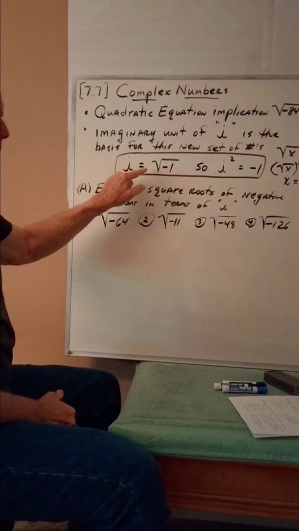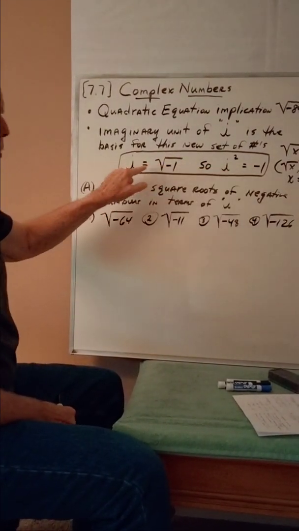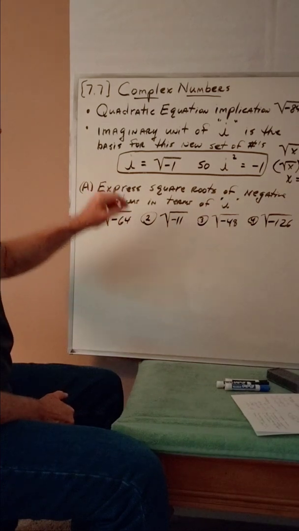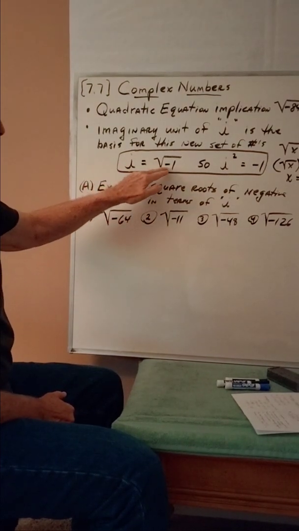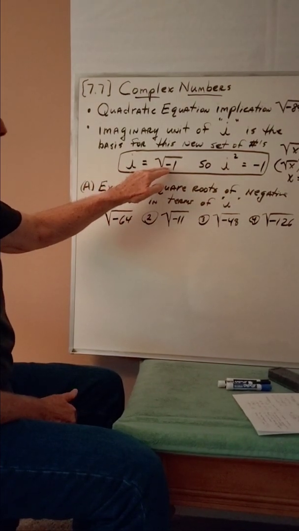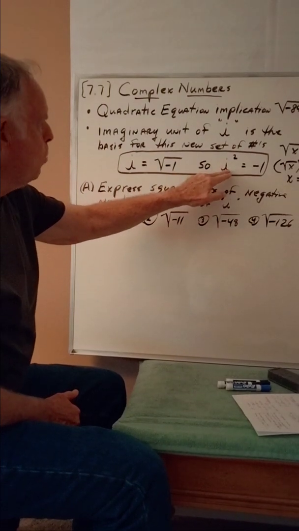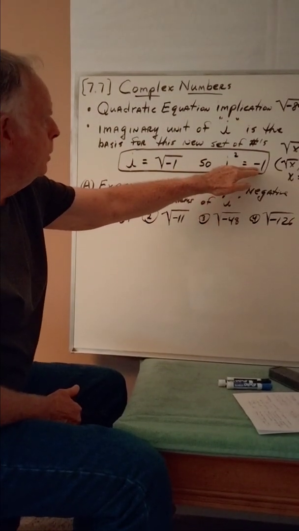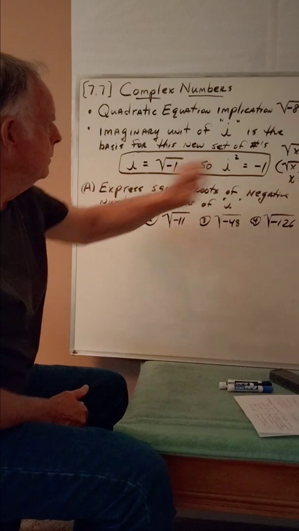People, you will need to know these two truths. That's why I have them boxed off. i is equal to the radical of -1. i squared is equal to -1.